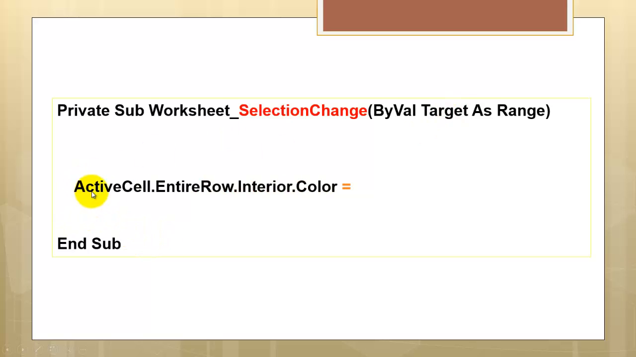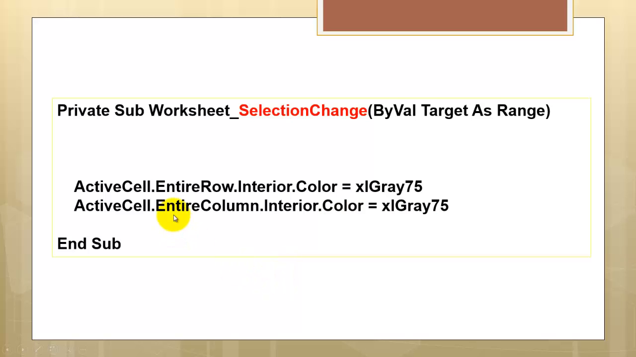Instead of Target I used ActiveCell. Why? Because Target can sometimes be multiple cells and then we get into trouble. So I use ActiveCell. That's only one cell, the first one of what you had selected. EntireRow.Interior.Color I set to xlGray75. I do the same for the entire column. However, if you do this again, you have already gray columns and rows, so you have to first set everything back to zero.